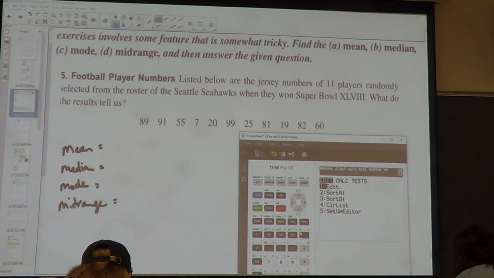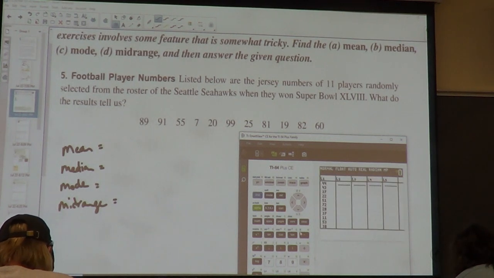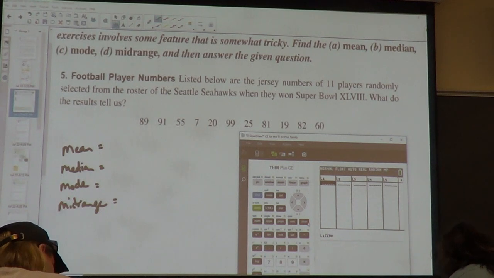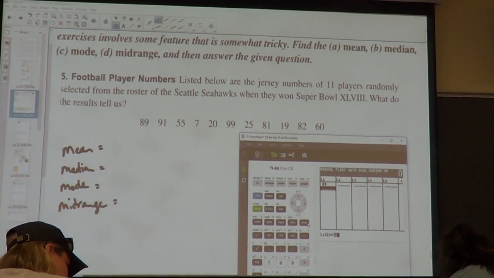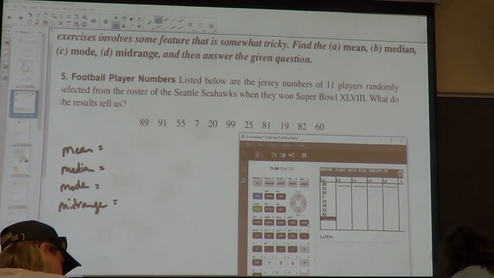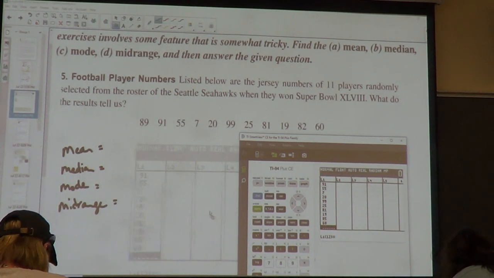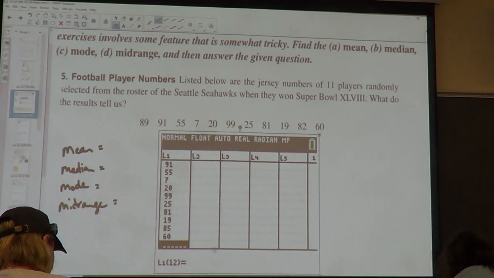Stat, hit enter to choose edit. That's what lets me put in the data. Then I go to the top and I hit clear, enter. Then I type in my data. There's 11 pieces of data, 1, 2, 3, 4, 5, 6, 7, 8, 9, 10, 11 pieces of data. So I ended up on line number 12.